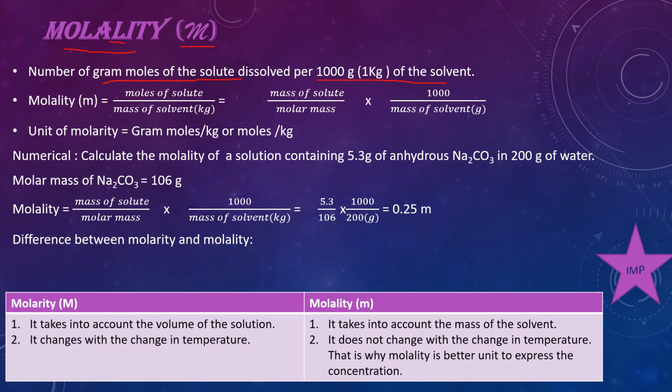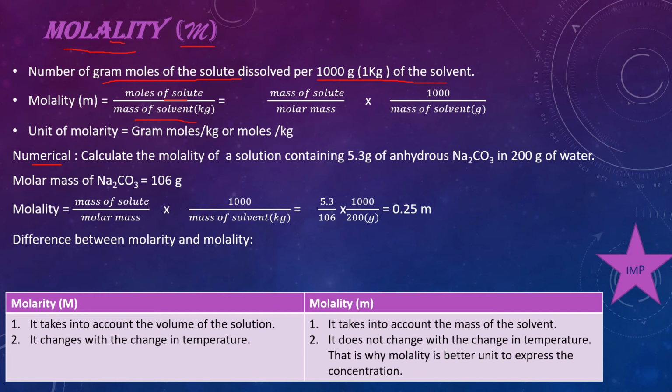और यहां पे है नंबर ऑफ ग्राम मोल्स ऑफ सोल्यूट डिसॉल्व्ड पर केजी ऑफ सॉल्वेंट. एक तो मास आ गया और मास भी किसका आया है? सॉल्वेंट का. तो दिस इज द डिफरेंस बिटवीन मोलैरिटी एंड मोलैलिटी. सो द फॉर्मूला इज मोलैलिटी इज इक्वल टू मोल्स ऑफ सोल्यूट डिवाइडेड बाय mass of solvent in kg. Now if in question mass of solute is given, then you write the formula mass of solute divided by molar mass into 1000 upon mass of solvent in grams. Now unit of molality is gram moles per kg or simply moles per kg.